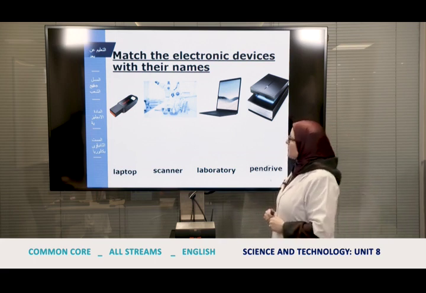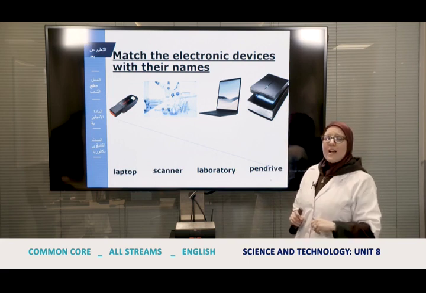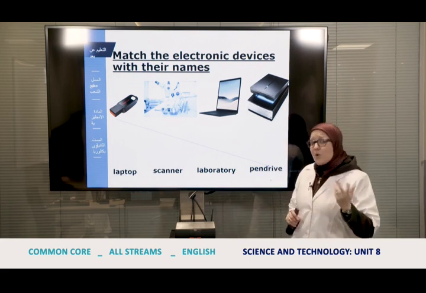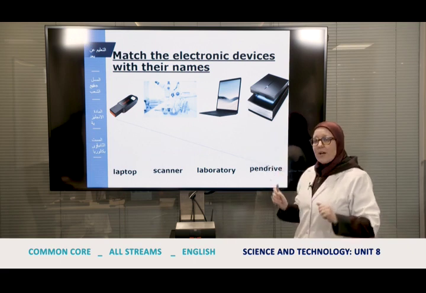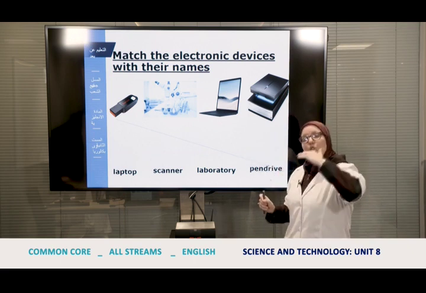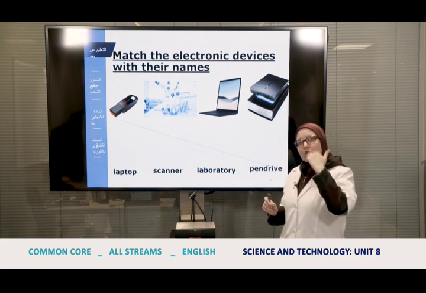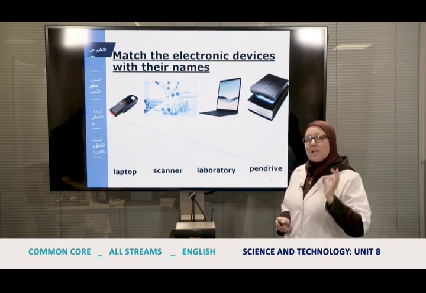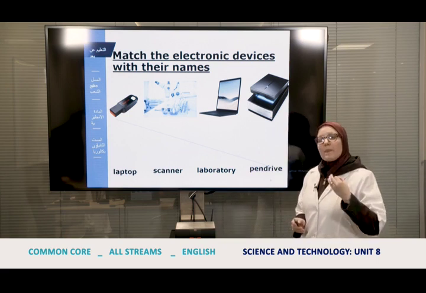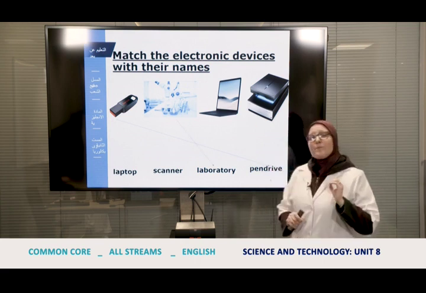So to correct, the first one is pen drive. A lot of people say flash drive, a lot of people say USB. So you're free to choose any word you want. So it's a pen drive. Whenever I say a word, try to repeat it after me. This way you will learn how to pronounce the word correctly. The first one is pen drive. Repeat, pen drive. The second one is laboratory.